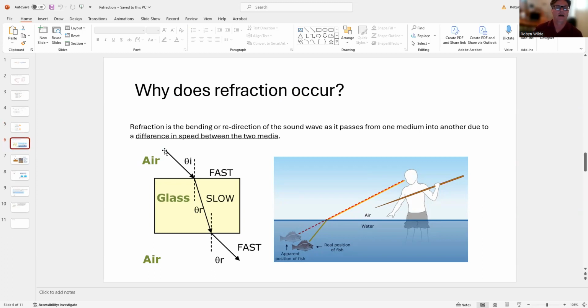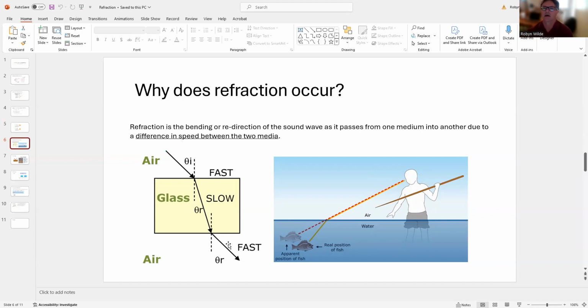But one thing I want to point out is as it comes in, if it's going from a faster medium to a slower, it bends inward toward the normal. If it's coming out, say, of a slower medium out to a faster medium, it is going to bend away from the normal. Now, when we're talking about light, what do I mean by fast and slow?